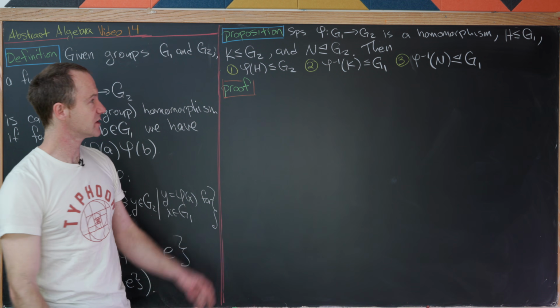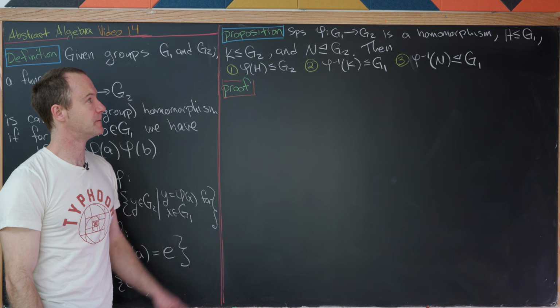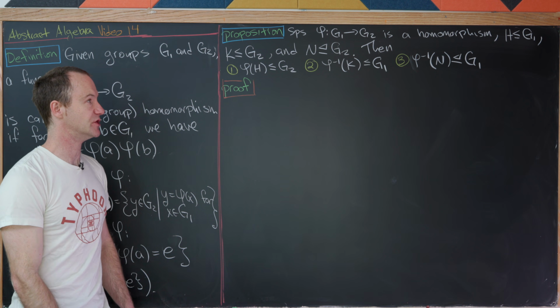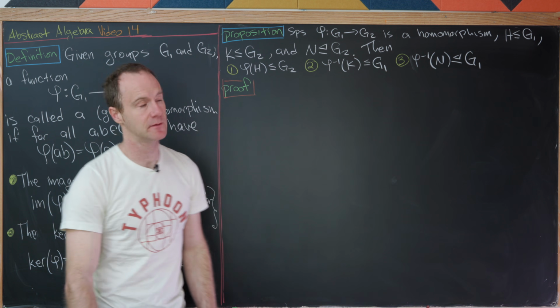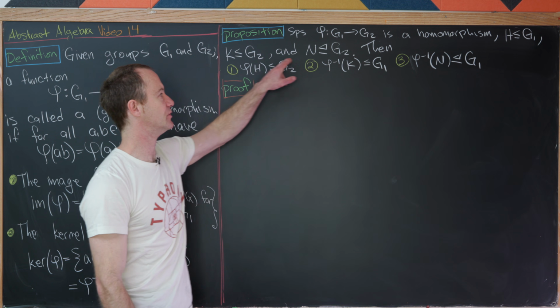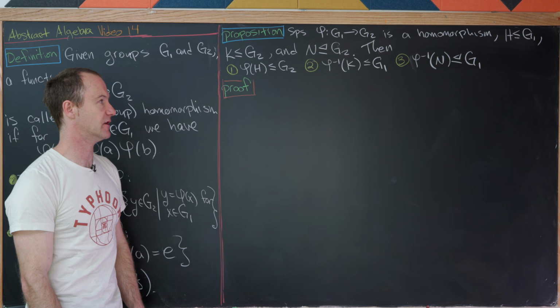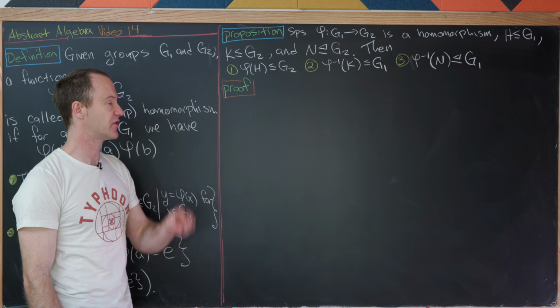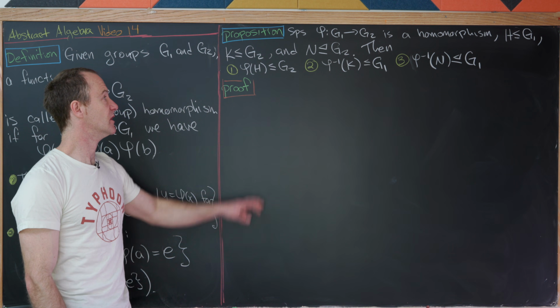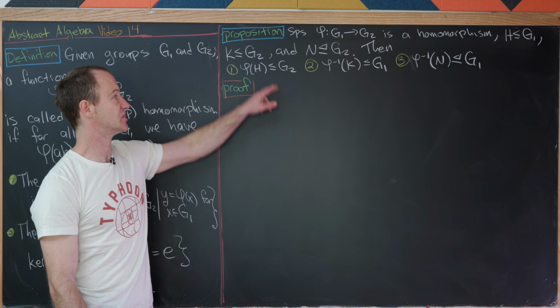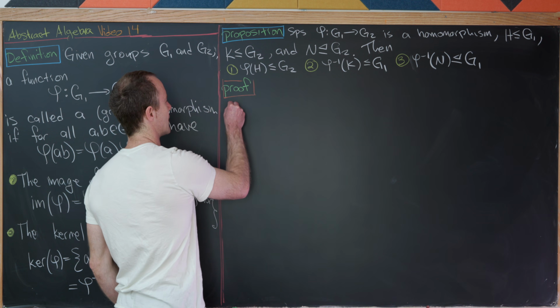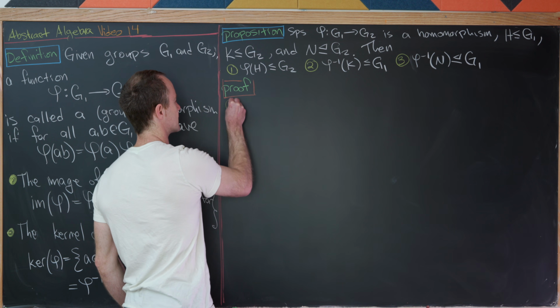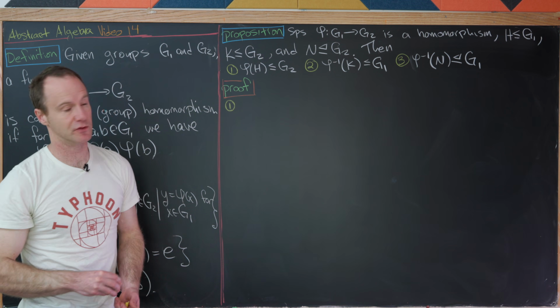Okay, so let's look at this first proposition. So we start with a homomorphism from G1 to G2, and then we have a subgroup H of G1, a subgroup K of G2, and a normal subgroup N of G2. Then we'll prove three statements out of this. First, the image of H is a subgroup of G2. Okay, so let's maybe just jump right into that one first before we even state the others. So we will prove all of these using the subgroup test.